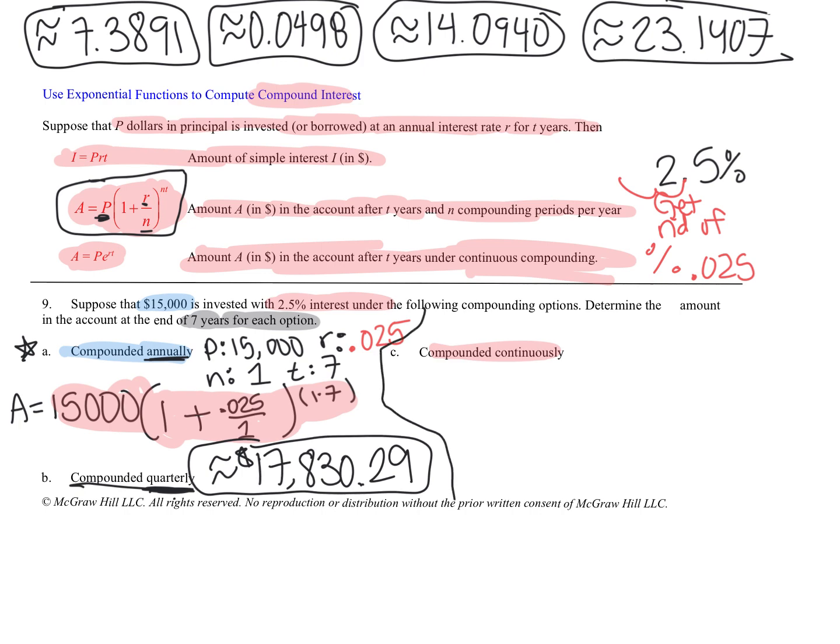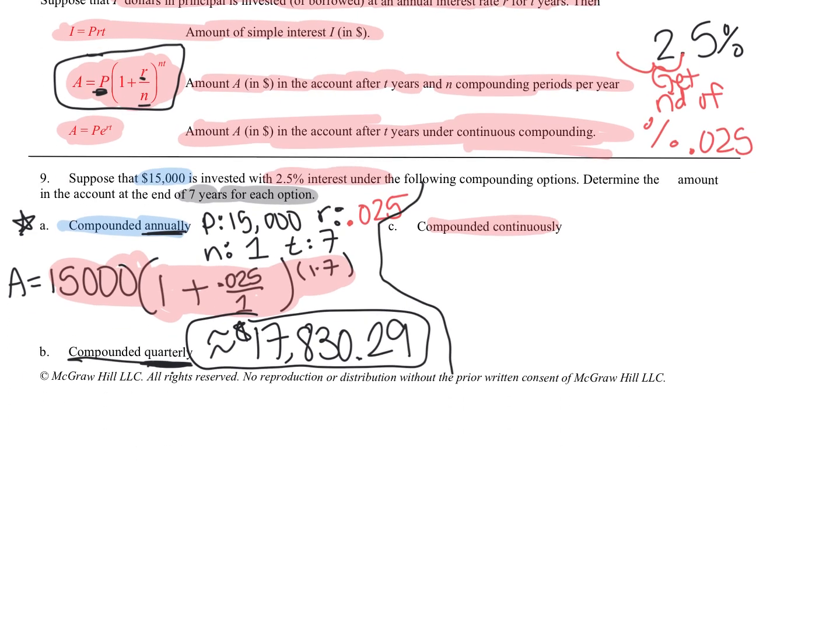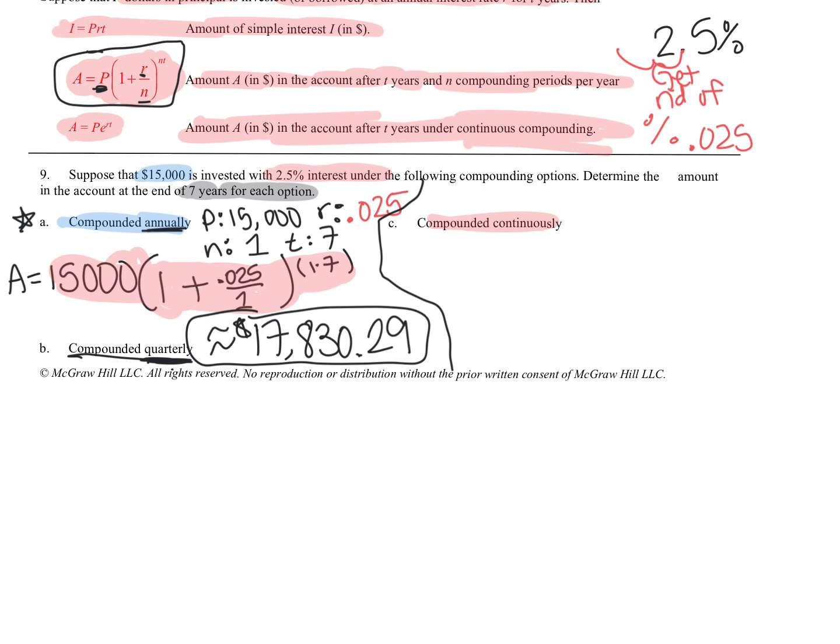Now, we're going to talk about compounded quarterly, because I kind of ran out of space. And then we'll talk about compounded continuously, which is letter C.